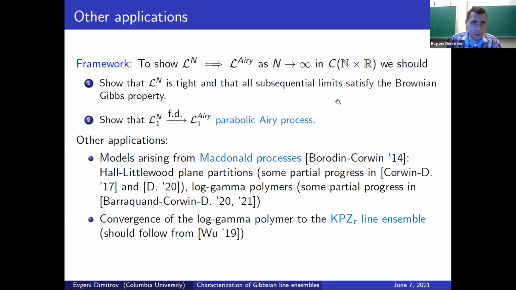Okay, so going back to the framework, I'll just mention again a couple of additional applications. The models that I'm interested in applying this framework to come from the Macdonald processes that were introduced by Borodin and Corwin. There are two models that I have been thinking about. The first one is coming from what are called the Hall-Littlewood processes. And there's a nice random plane partition model that arises there that has the structure of a line ensemble.